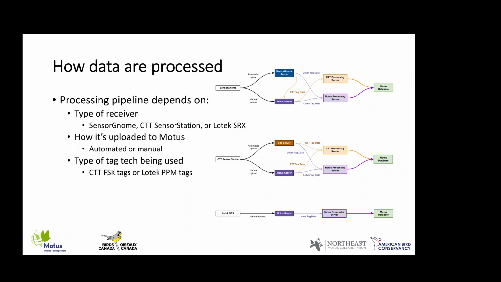So first, I'd sort of created these three diagrams. Each diagram is for a different type of receiver. If it's manually uploaded, you're downloading the data to your computer from the receiver, and then later on, on the internet, you're going to the Motus website and uploading that data using our management tool, the upload tool there. All that data is going to go to the Motus server first, and that's where it gets split off into the different processing sections based on whether there's CTT data or low-tech data.